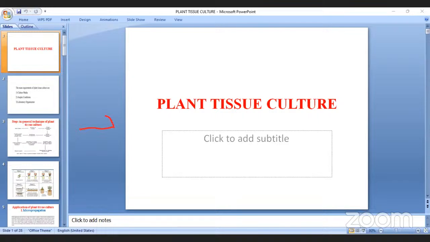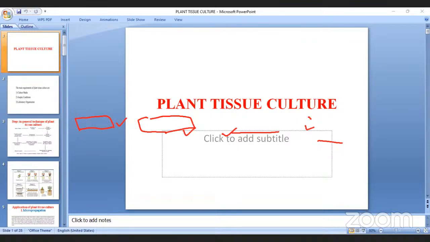Cell culture, organ culture, callus culture, protoplast culture. These are all almost the same techniques, but cell culture uses separated cells. In organ culture, we take the organ. In callus culture, after you get the callus, you subculture. Protoplast culture, I will explain one by one.